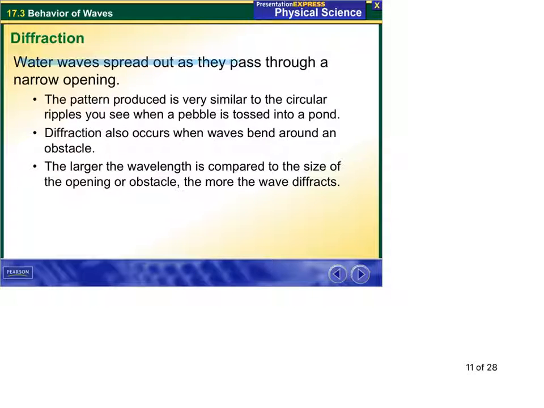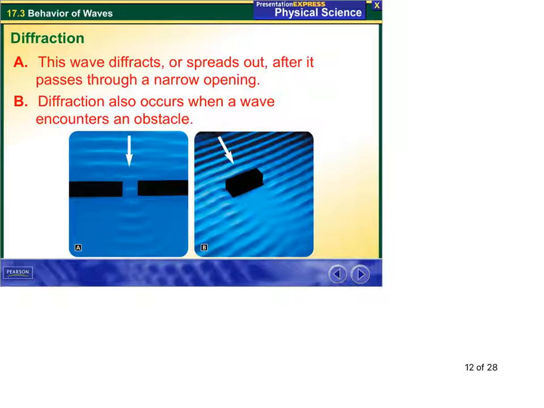So waves are going to spread out as they pass through a narrow opening. You'll see a pattern much like if you toss a pebble into a pond, with circular ripples. It also happens when a wave bends around an object. If you're standing around the corner from somebody, you can still hear them talk to you because the sound waves will diffract around the corner. Again, the larger the wavelength compared to the size of the opening or obstacle, the more diffraction you're going to get.